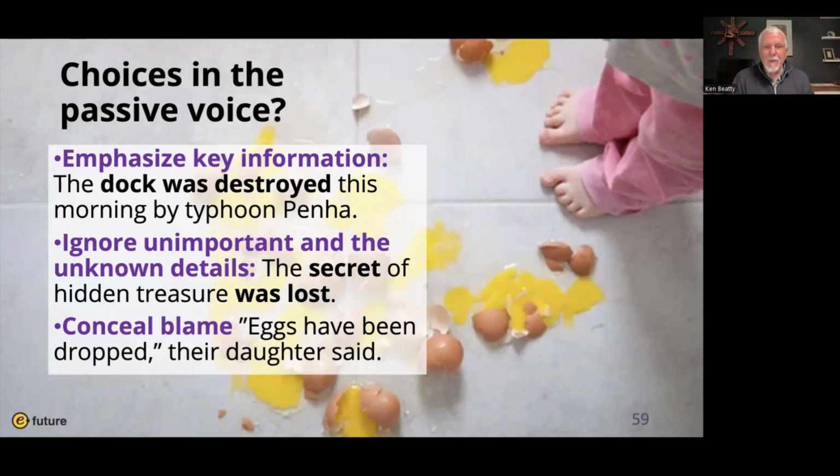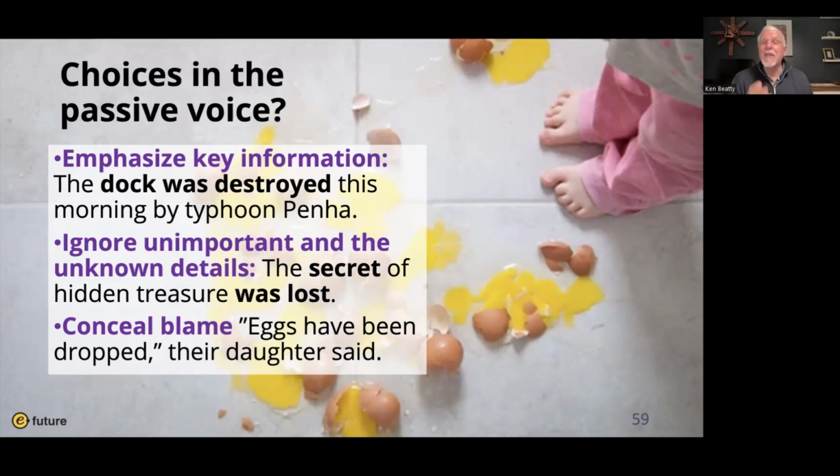But another example, ignore unimportant and unknown details. The secret of the hidden treasure was lost. Who lost it? Well, I don't know. Somebody lost it, right? Okay, so in this case, we don't know the details, so it's not really important. So we use the passive voice there.